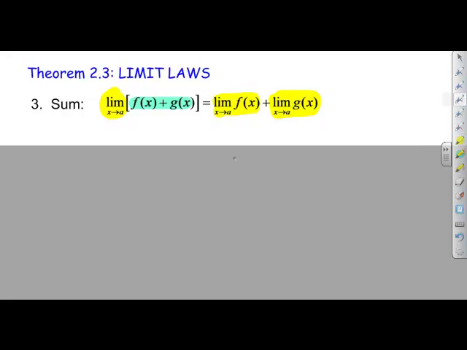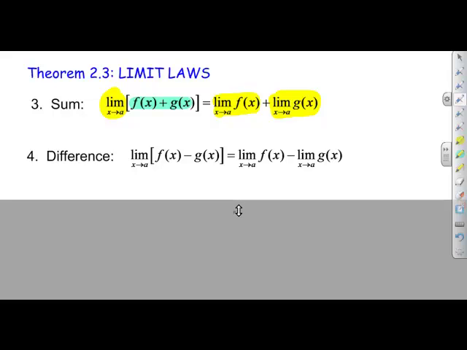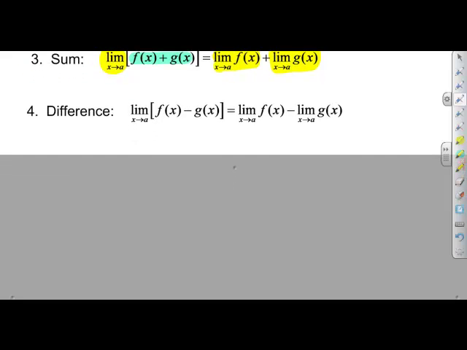Okay, moving right along. Very similar rule for working with a difference of two functions. If you have a limit of f of x minus g of x, you can take the limit of f of x, take the limit of g of x, and subtract the limits. So a limit of a difference is a difference of limits.